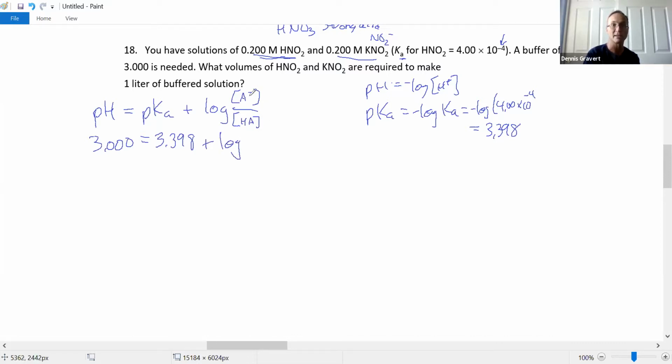And if you want, you can change out the A minus because we know it's this molecule. It's the NO2 minus. What is that? Nitrite. It's nitrite. And then nitrous acid, I think that's the name of this thing. HNO2 is down here. Okay, so subtract this from both sides. It's going to be a negative 0.398 equal to the log of NO2 minus over HNO2. You raise everything to the power of 10. That'll cancel out the log.